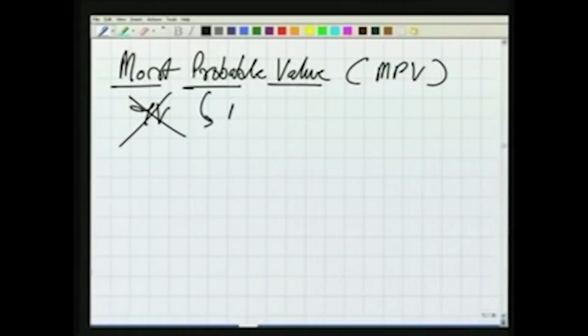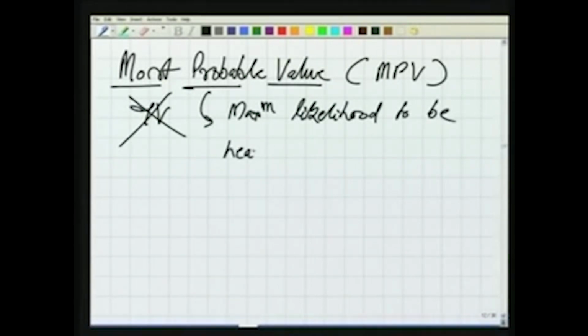The most probable value is defined as one which has maximum likelihood to be nearest to the true value. Well, let us explain this. A value which has maximum probability of being nearest to the true value, because we cannot get the true value by any means, but what we can do, we can go nearer to the true value. I will give you one example here.